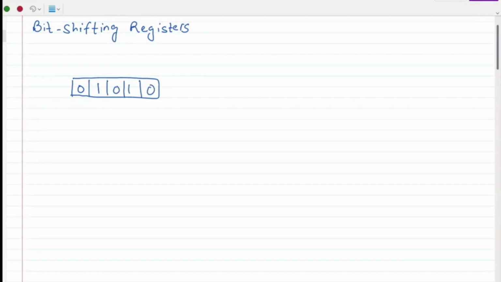And if we can find a way to move these binary values about, then they can be used to perform some useful operations. For example, if we want to multiply a binary number by 2, all we have to do is shift all the individual binary bits to the left. And similarly, to divide a binary number by 2, we shift all the binary digits to the right.